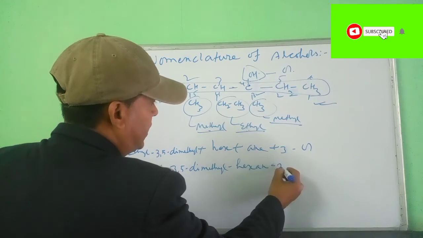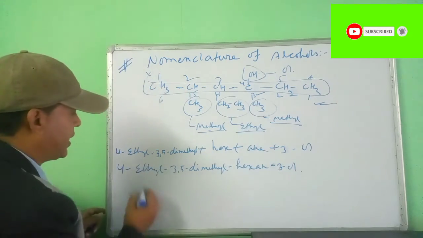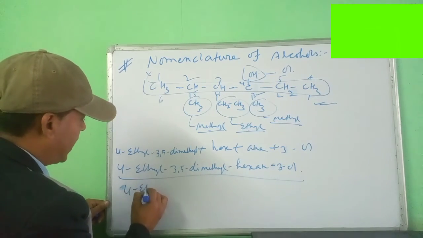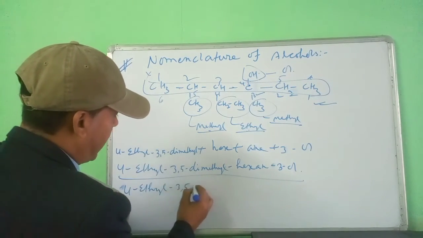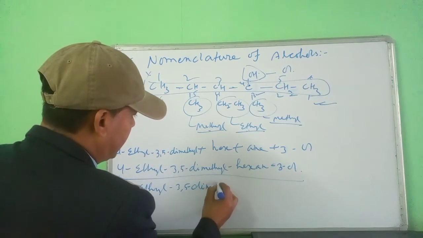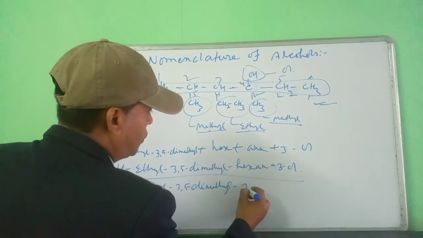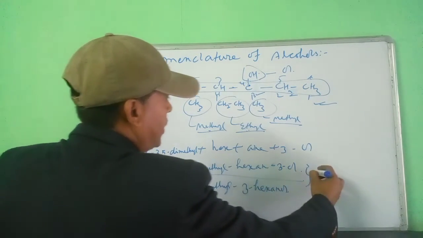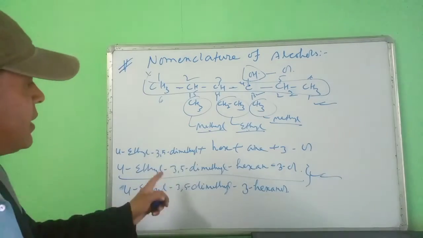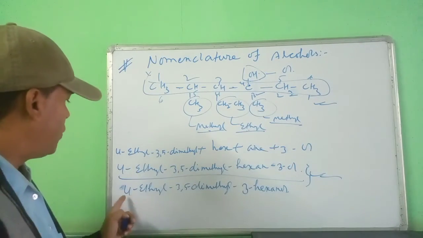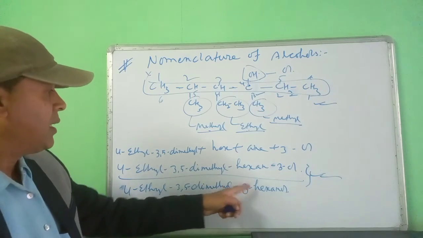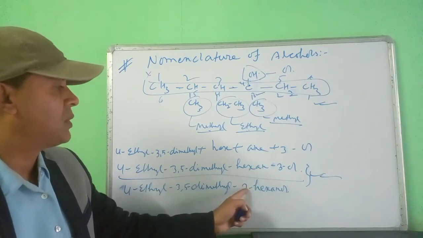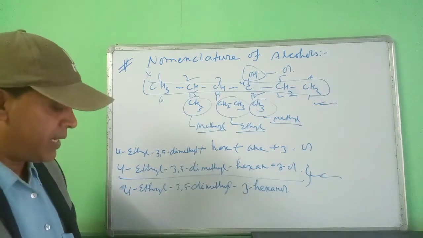hexane, and 3-ol. Okay. This way we can write hexane-3-ol. Otherwise also, here: 4-ethyl-3,5-dimethyl-3-hexanol. Both ways you can write. Okay. 4-ethyl-3,5-dimethylhexan-3-ol. Before the word, the 3 can be written, and combined you can add hexanol, 3-hexanol. So this way also we can write.